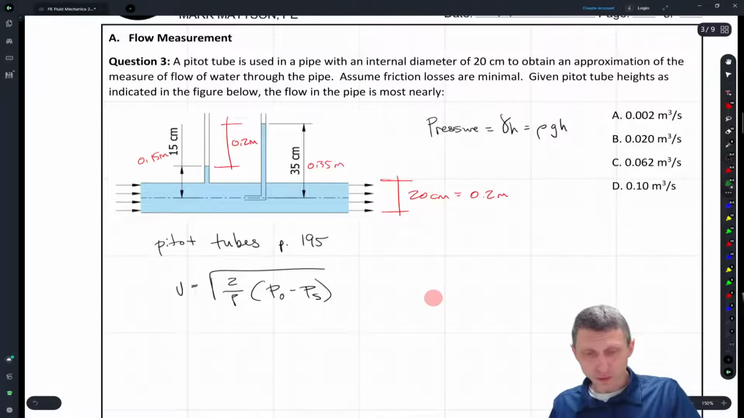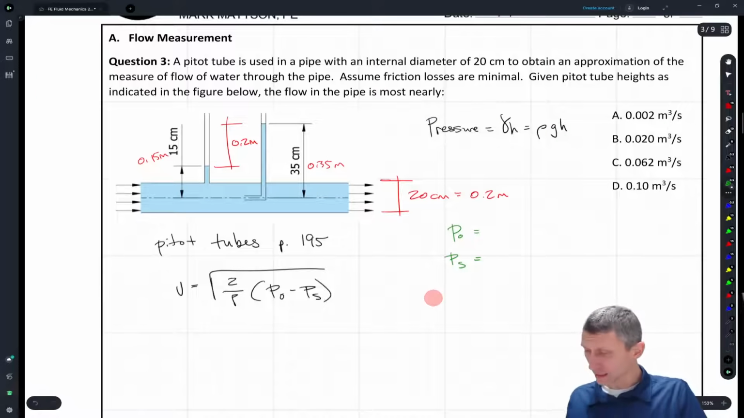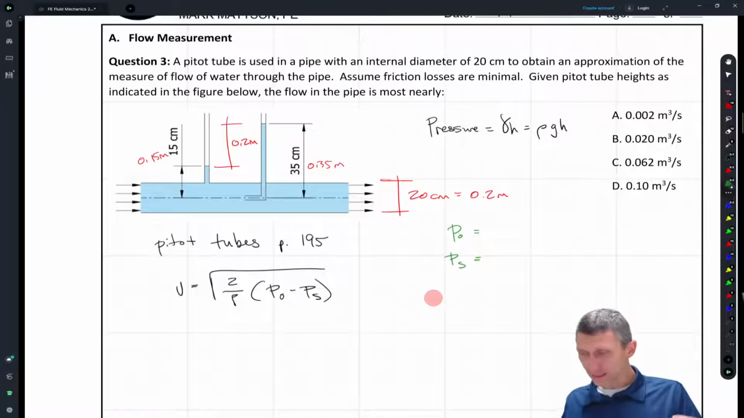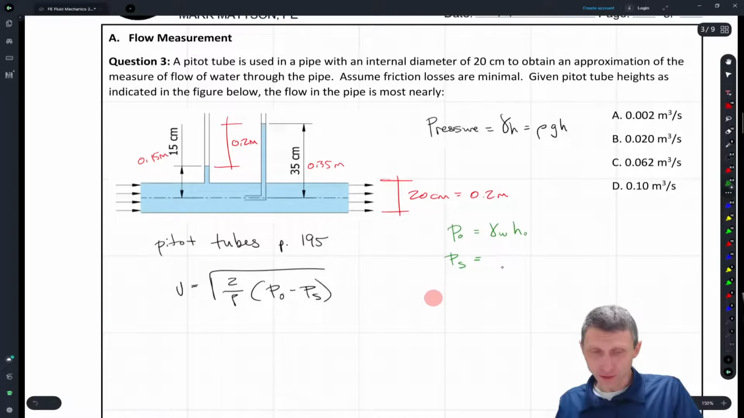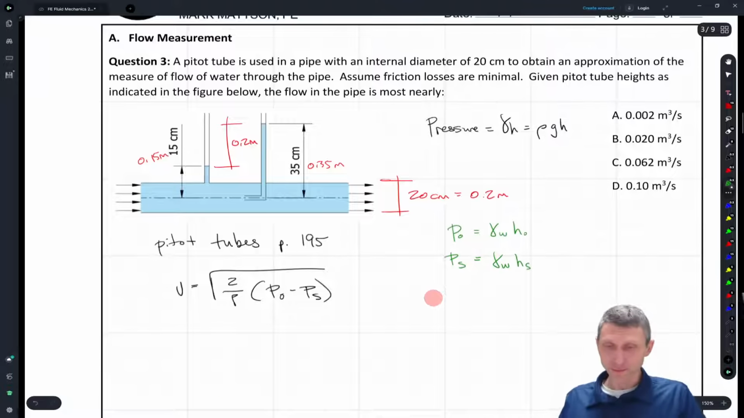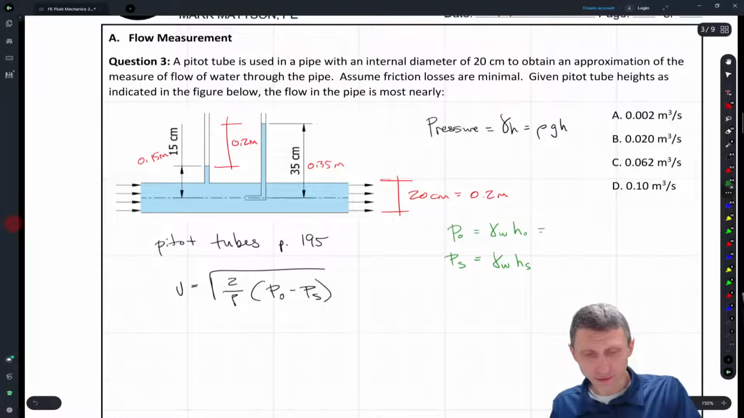So what we want to do is say, what's P0, the pressure at the stagnation point? We could say that's going to be gamma water times H0 and gamma water times HS. So which one's which? Another way you can think about it is the S is the smaller, because you don't want to have a negative radical. You don't have a negative square root, so S is the smaller. So if we come back here, we have our 0.15 meters and our 0.35 meters.